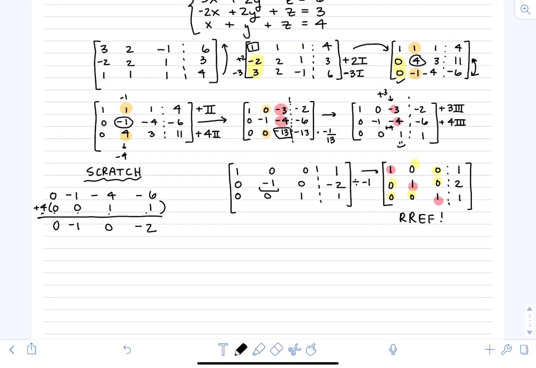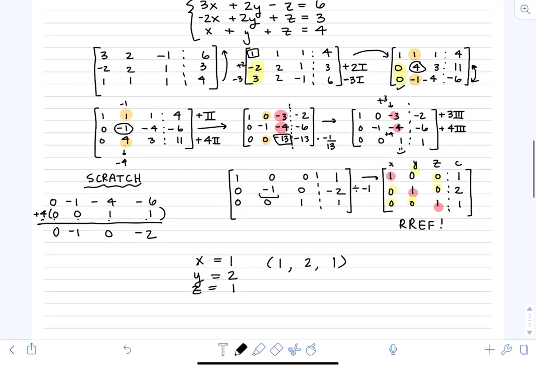Our first system of equations, putting the x, y's, and z's back in. Remember, this was the numbers. So this would represent 1x plus 0y plus 0z equals the number 1. The second equation would be 0x plus 1y plus 0z equals 2. And the third equation will represent 0x plus 0y plus 1z equals 1. So it looks like our solution is 1, 2, 1, and you can see why that's really easy to read when you have the reduced row echelon form.